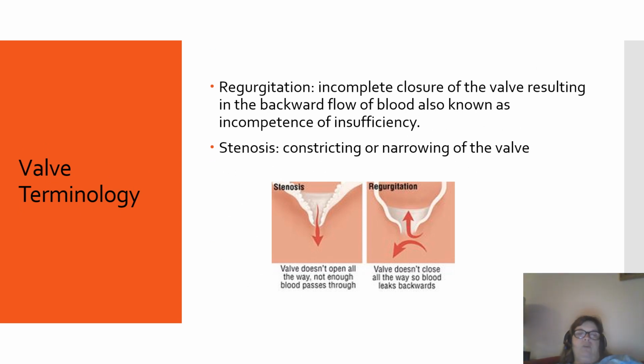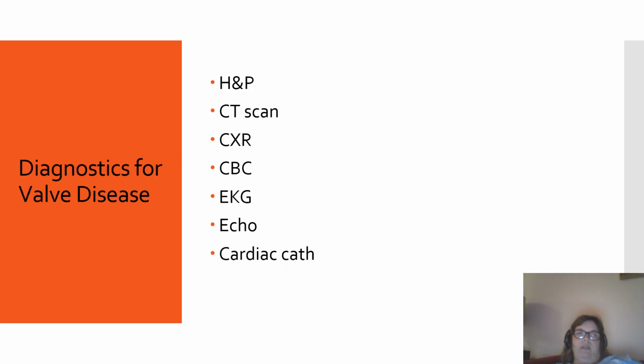More terminology, we have regurgitation, which is an incompetent closure of the valve resulting in the backward flow of blood, and it's also known as incompetence or insufficiency, or stenosis, which is a constricting or narrowing of the valve. So the valve doesn't open all the way, and so not enough blood can get through.